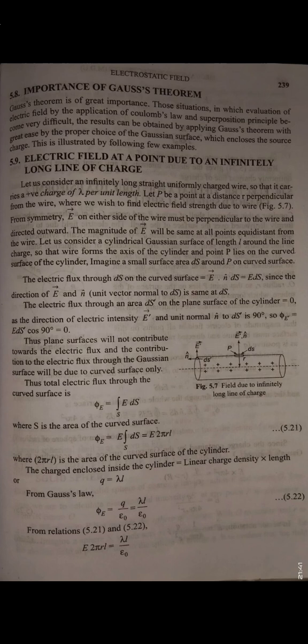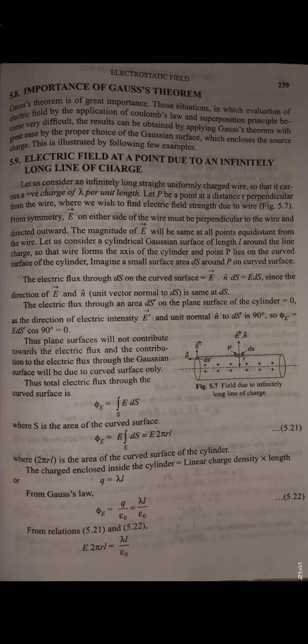Let us consider a cylindrical Gaussian surface of length L around the line charge so that the wire forms the axis of the cylinder and point P lies on the curved surface of the cylinder. Imagine a small surface area dS around P on the curved surface. The electric flux through dS on the curved surface is equal to E·n̂ dS = E dS, since the direction of E vector and n̂, the unit vector normal to dS, is the same at dS.